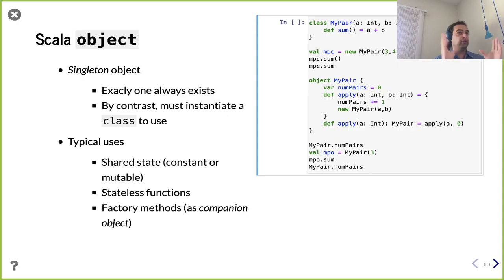So when your program starts, you don't even need to ask for it. If you declare something an object, it exists. It's a singleton object. By contrast, with a class, you need to instantiate an instance, say with new and the class name.